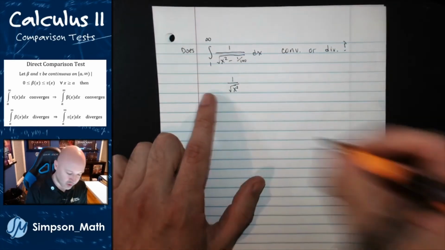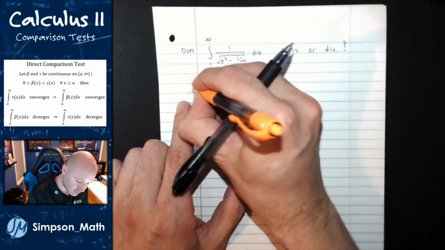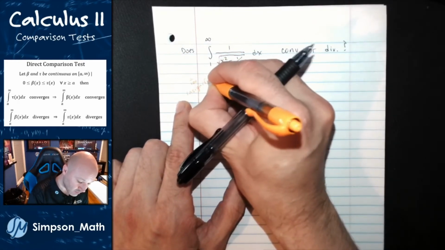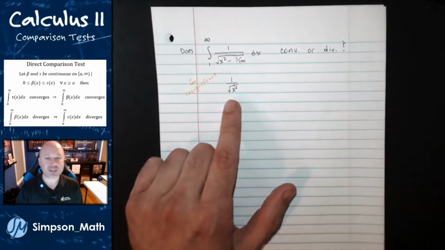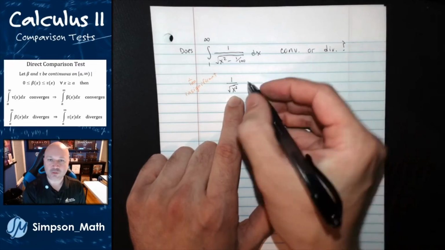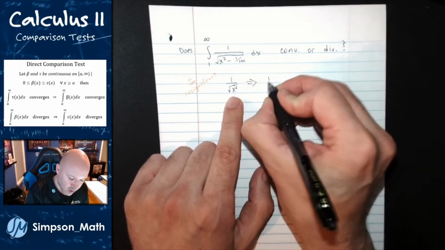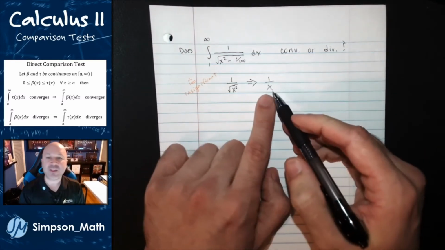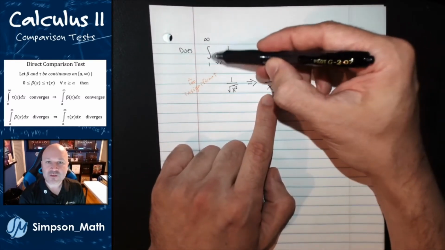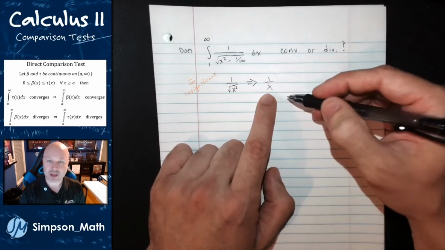Ignoring the 1 over 100th, this is so insignificant. So I'm focusing on the big picture here. With the x squared under the square root, wouldn't that just kind of cancel each other out? Doesn't that go to 1 over x? I think what I would like to do is, this is very similar to 1 over x, so I want to compare it to 1 over x.